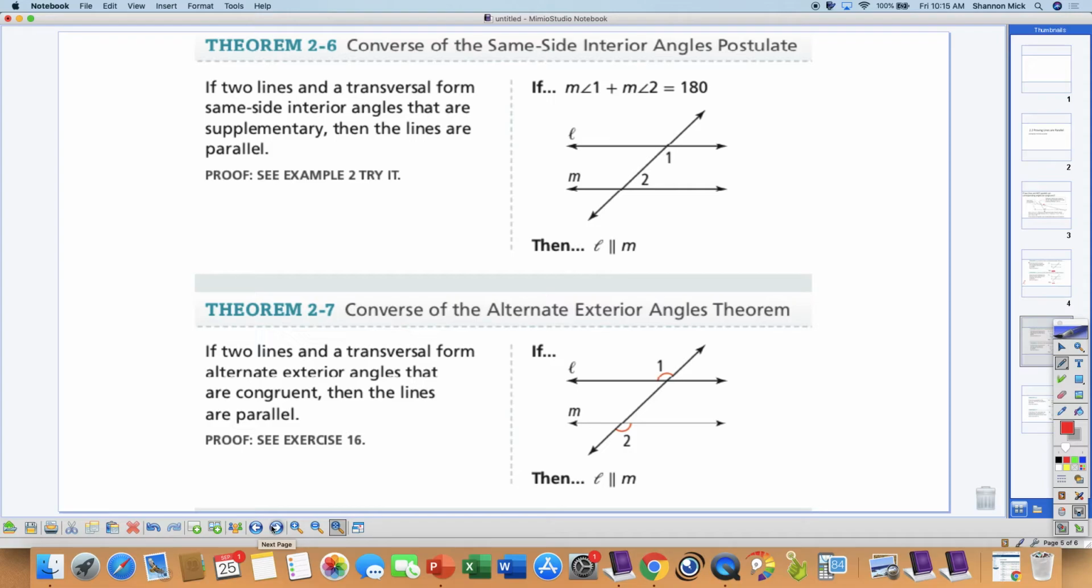Okay, so now we have same side interior angles. We're gonna look back in our brain or on our old notes, and it said if two lines were parallel with a transversal, the same side interior angles were what? Supplementary, meaning they added up to 180. So the converse is going to say if two lines and a transversal form same side interior angles that are supplementary, then the lines are what? Parallel.